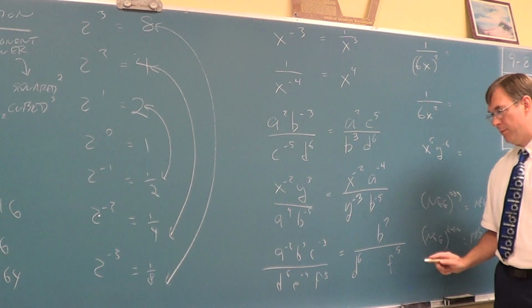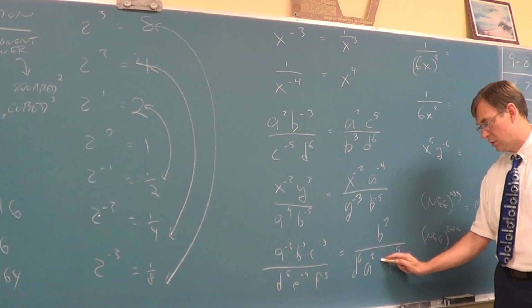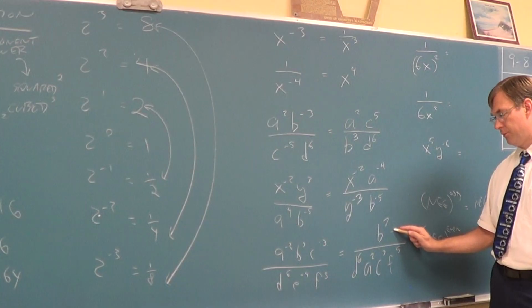Where's A going to end up? The bottom. As a 2. 2. C at the bottom of 3. Yep. And E at the top would be 4.